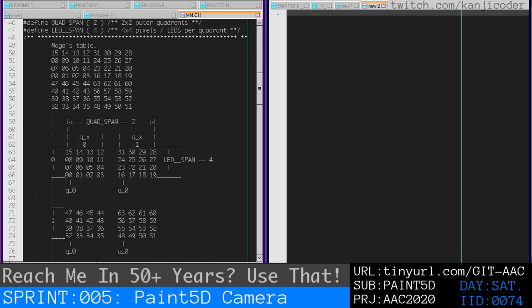So how are we going to do that? So we have this transformation. And we have the index in the correct order now.